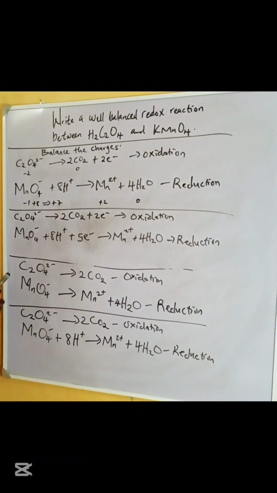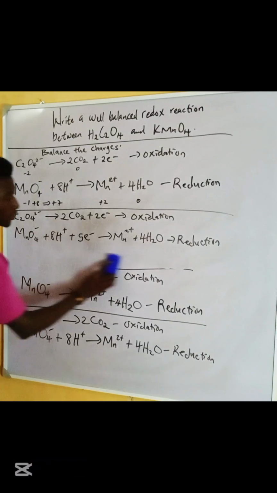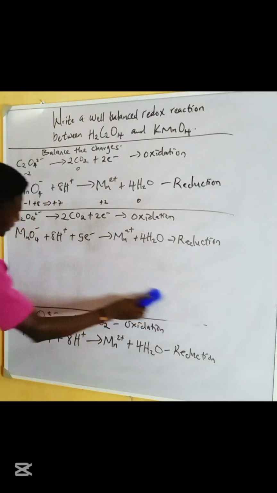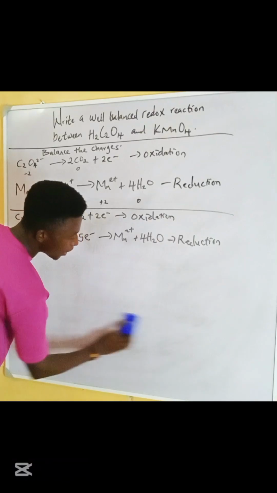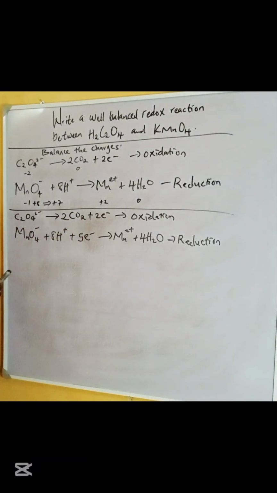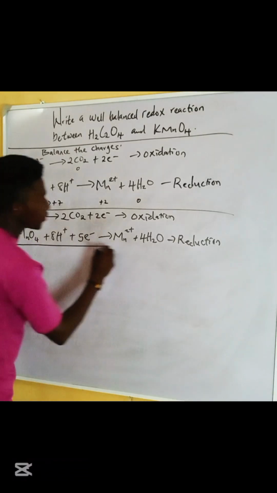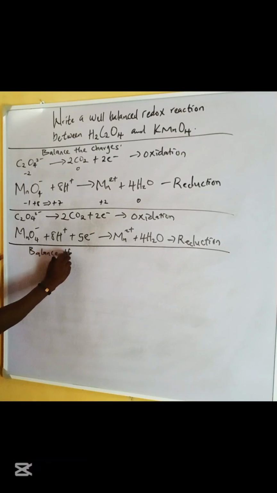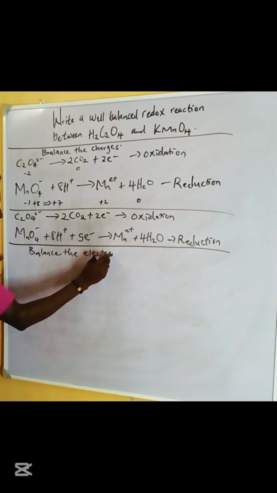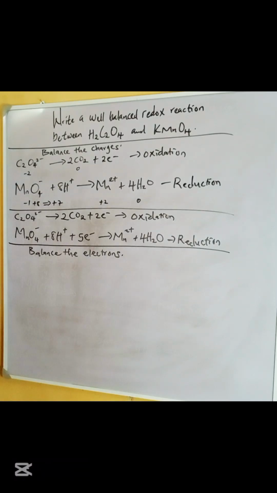You see that now? Because the electron is here now, it has reduced my charge from plus 7 to plus 2. You understand now? Alright. Since we balanced our charge, the next thing is to equalize our electrons, that is, balance the electrons. Now, how do we balance the electron?